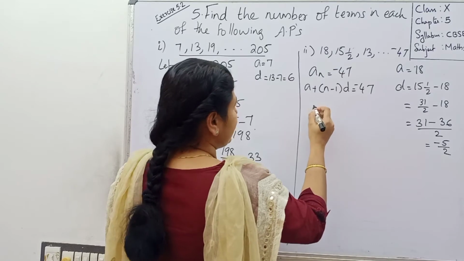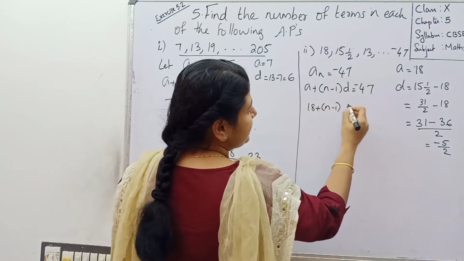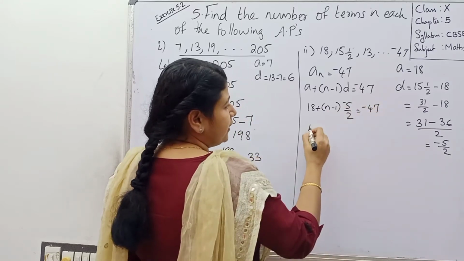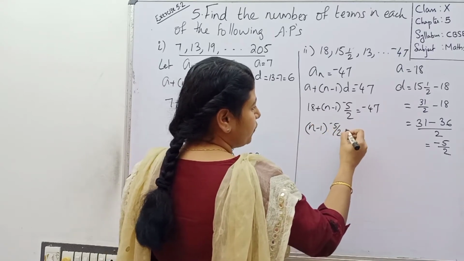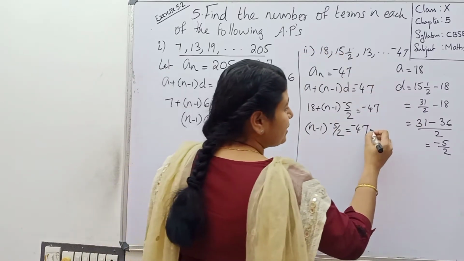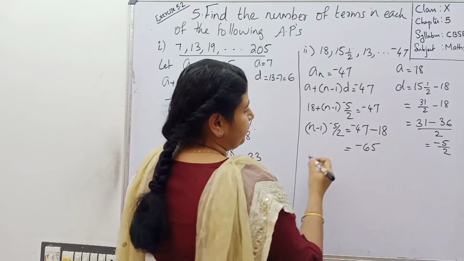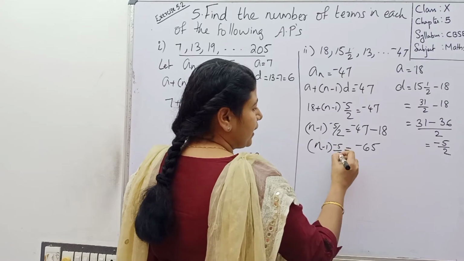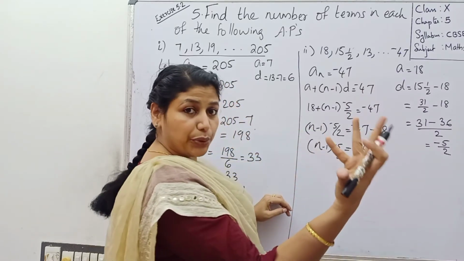Substitute the values. A is 18 plus n minus 1 into d is negative 5 by 2, which is equal to negative 47. Now we can take n minus 1 into negative 5 by 2, which is equal to negative 47. Take this 18 to that side, which is minus 18. Then you will get negative 65. Now we can write this n minus 1 into negative 5 by 2 is negative 65, and take this negative 5 by 2 to that side.